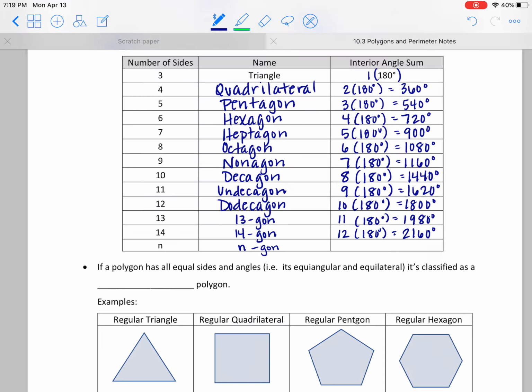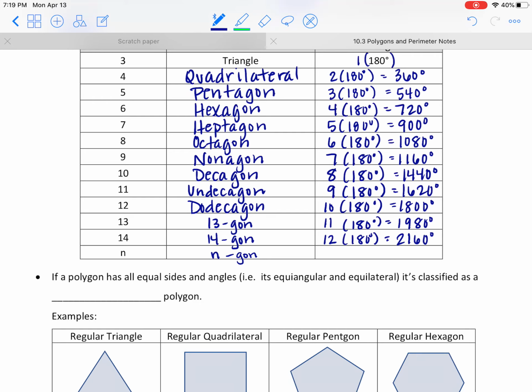Okay, so anyway, we need a formula for this. So what if we were dealing with, let's say, a 20-sided figure? What are the sum of the interior angles going to be? Well, what we need is something for the n here. Now, if we have 14 sides, we multiplied 180 by 12. 13 sides was multiplied 180 by 11. 12 sides multiplied by 10. 11 sides multiplied by 9.